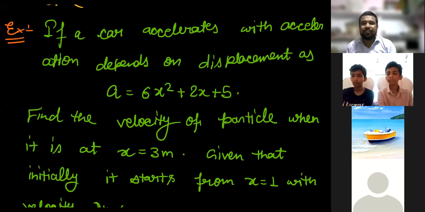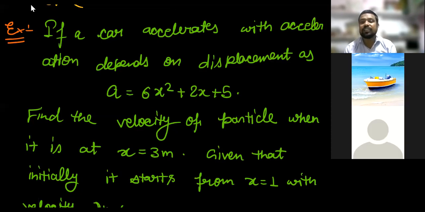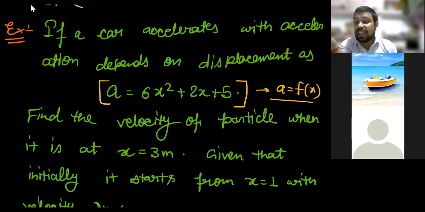Okay, now let us see a different question. Here, my dear friends, the acceleration of a car. First of all, I read the question. If a car accelerates with the acceleration depending on the displacement, a is equal to 6x square plus 2x plus 5. That means here the acceleration is a function of position. So do you remember the formula when the acceleration is a function of position? Very good, Niranjan. Always use a equal to v dv over dx.